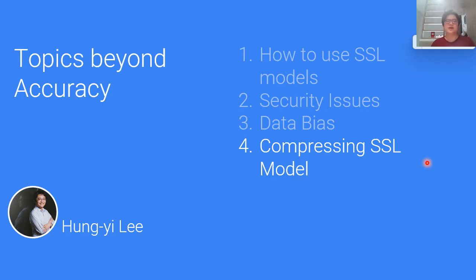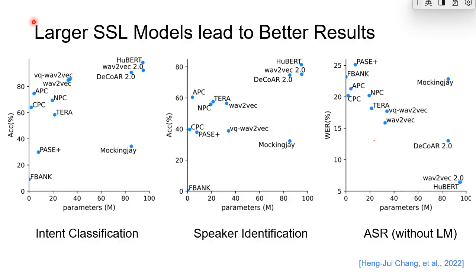Today, usually people try to train larger and larger self-supervised models. But on the other hand, can we compress those self-supervised models? As you know, larger self-supervised models usually lead to better results. These are some results from the SUPERB benchmark on intent classification. The horizontal axis is the number of parameters in the self-supervised model. With a larger model, you get higher intent classification accuracy.